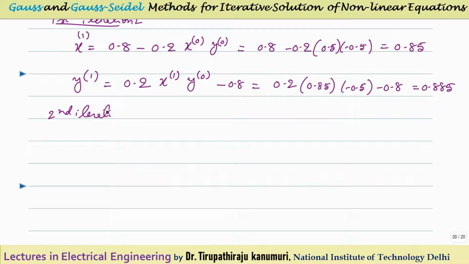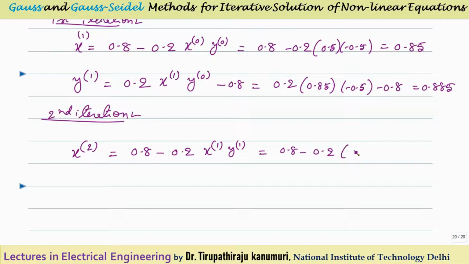You are going to observe here that the convergence rate when compared to the previous method will be very fast here. So now I am taking x of the second iteration, that is 0.8 minus 0.2 times of x obtained in the first iteration and y obtained in the first iteration. So if you substitute this, this will become equal to 0.8 minus 0.2 times of what is x obtained in first iteration, 0.85, and y obtained in first iteration, I have to tell here this is minus, right? So 0.885. So if you calculate, after second iteration this will become equal to 0.95045.